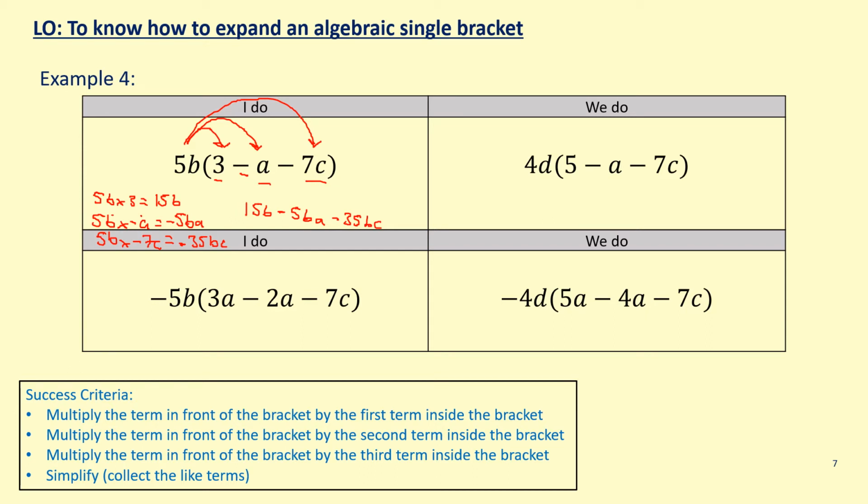bc. Okay, please pause the video here to attempt the first we do, and remember it's the exact same as what I've just done there. You want to multiply the factor outside the brackets by every term within the bracket one at a time.